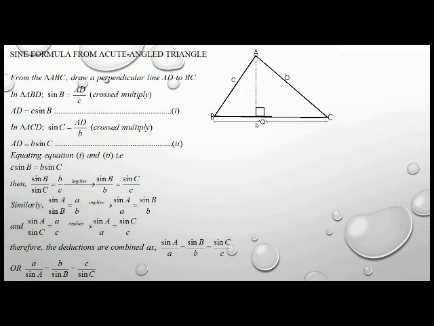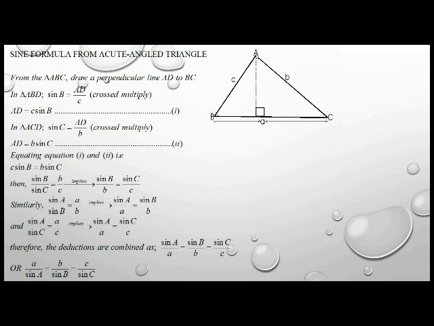Now, what are we looking for? We are talking about an acute triangle. We are looking at the sine formula from an acute triangle. The angle formed here is acute, the angle formed there is acute, and likewise the angle formed at A is acute. What is an acute angle? An acute angle is an angle that is less than 90 degrees. It is not up to 90 degrees.